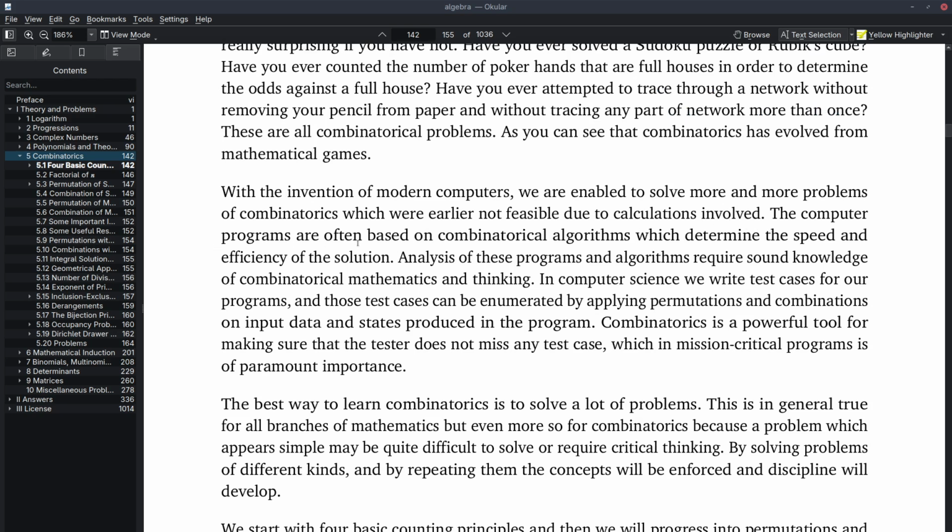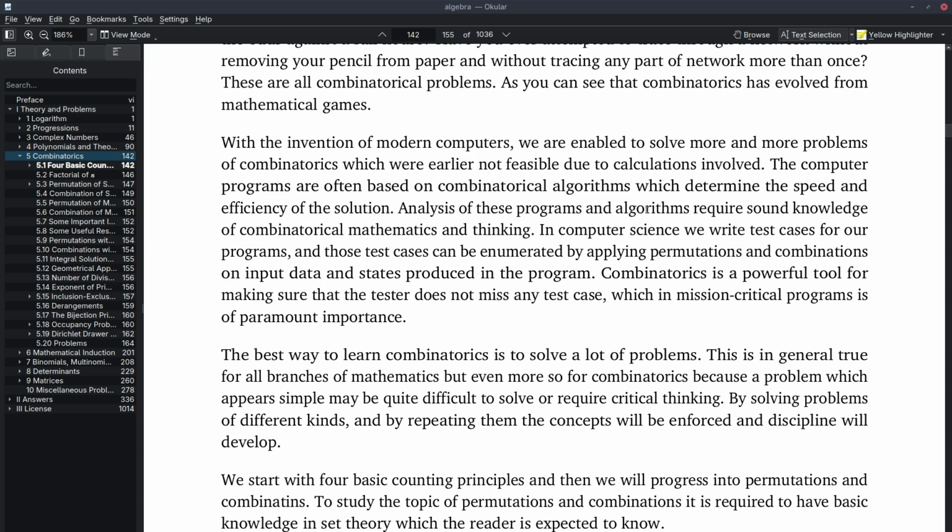Computer programs are often based on combinatorial algorithms, which determine the speed and efficiency of the solution. Analysis of these programs and algorithms requires sound knowledge of combinatorial mathematics and thinking. In computer science, we write test cases for our programs, and those test cases can be enumerated by applying permutations and combinations on input data and states produced in the program. Combinatorics is a powerful tool for making sure that the tester does not miss any test case, which in mission critical programs is of paramount importance.